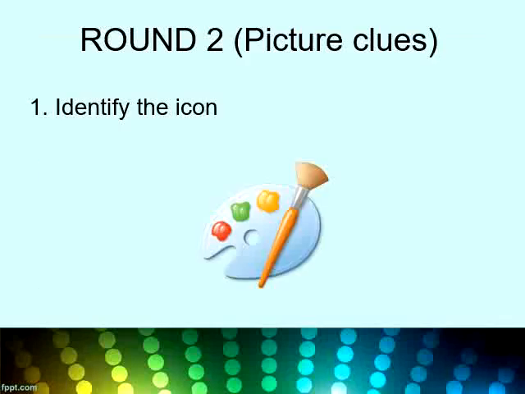Now it's time for round 2. And in this round, you will get picture clues. The first one again is very simple. Identify the icon. Which icon is this? Yes, you are absolutely correct. This is the MS Paint icon. So, how much do we add to our points? Correct, 2 more. And we have 8 points now.